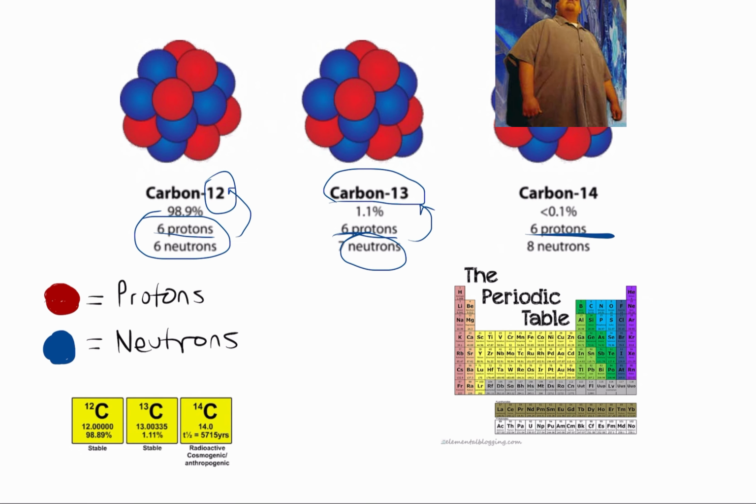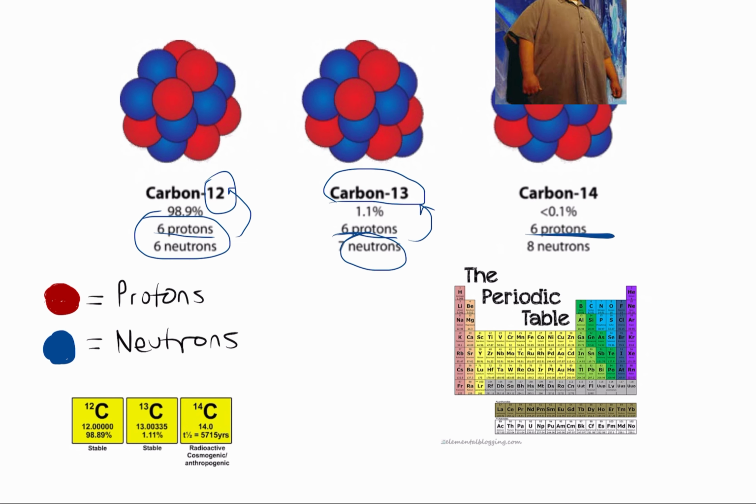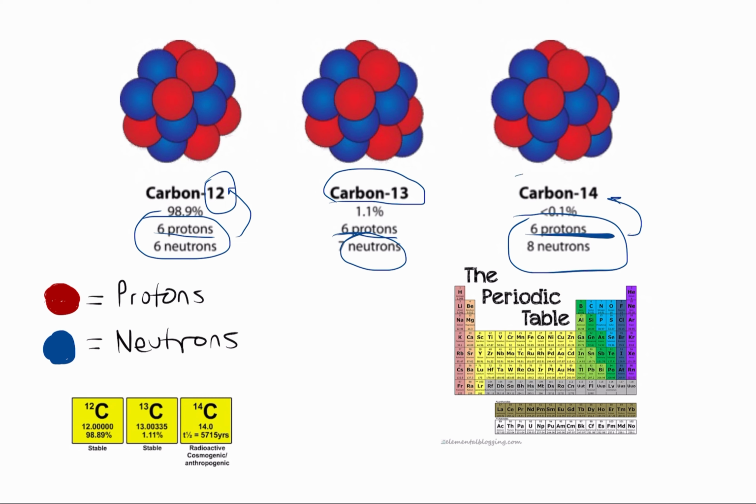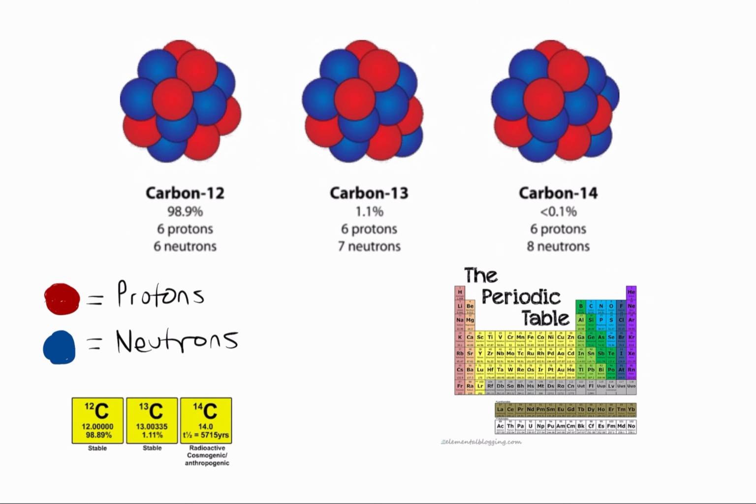And then we have the big guy right here. This guy's huge. We have carbon 14. He wants to be exclusive, carbon 14. If we add up the protons and neutrons, we get that 14. So here we see carbon 12, carbon 13, and carbon 14, all the same element. They're all carbon. However, they differ in the amount of neutrons in their nucleus.